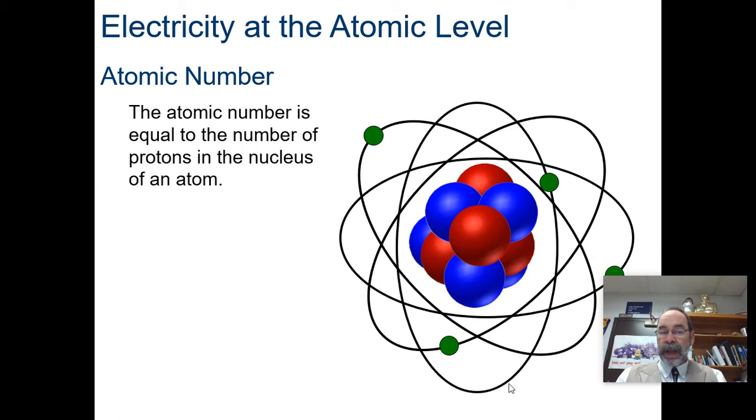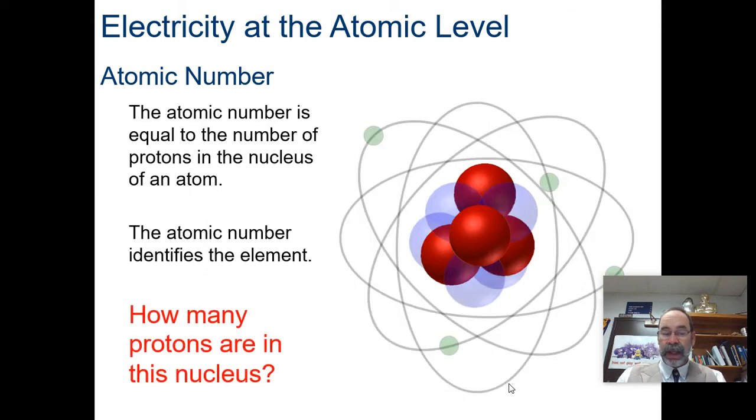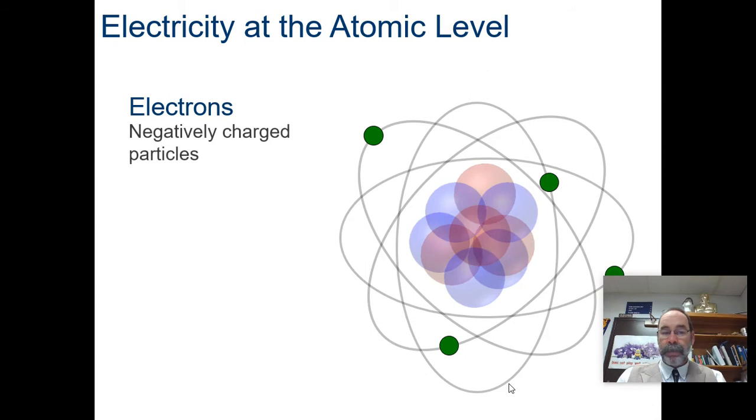On this one, we talk about atomic numbers, the number equal to the number of protons in the nucleus. The atomic number identifies the element that we're in. So how many protons are in the nucleus? 4. We've got 4 red balls there. That's what we're talking about when we go through and do that.